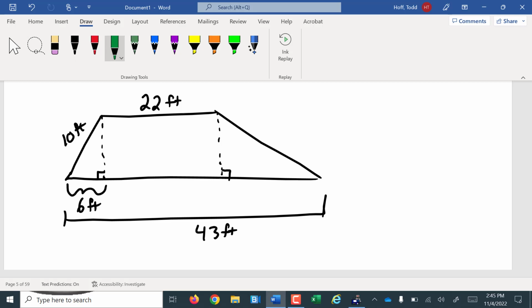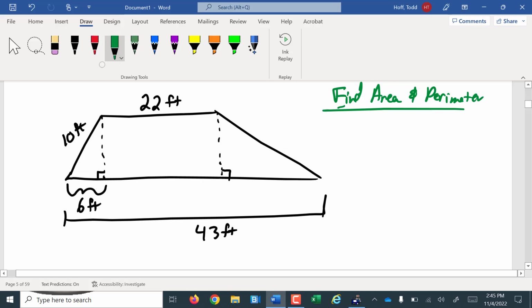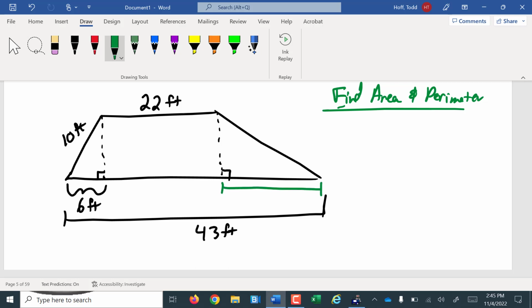So for this trapezoid, I want to find both the area and the perimeter. To find the base of that right triangle on the right, you have to subtract 6 and subtract 22. We can find this one here from 43. We subtract 6, which would be 37. That 37 would be from here over, right? Then we subtract 22, gives us 15. So the base of that triangle is 15. Good, that's a start. What more can we find?